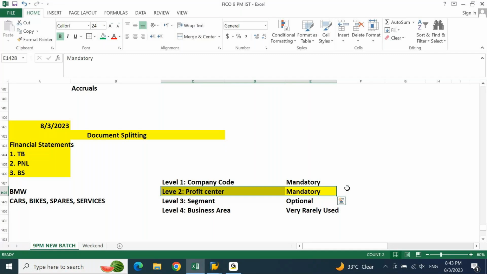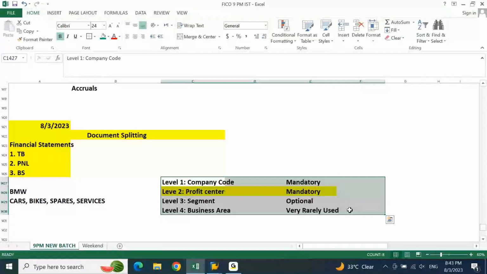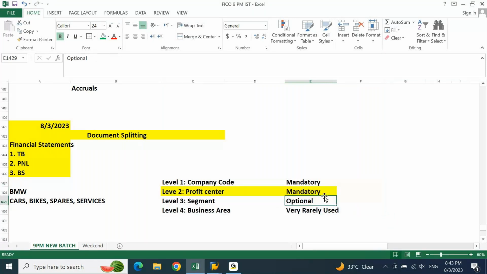So you cannot say that document splitting is this if you do not know what is your requirement. Your requirement is to generate financial statements at profit center level. To generate financial statement at profit center level, you have to split your document at profit center level. Each and every document that is getting posted in your company code must be split according to profit center level. This is your document splitting based on your requirement. Clear?